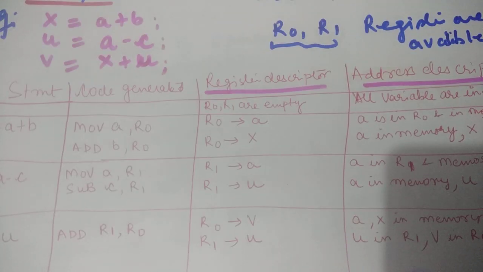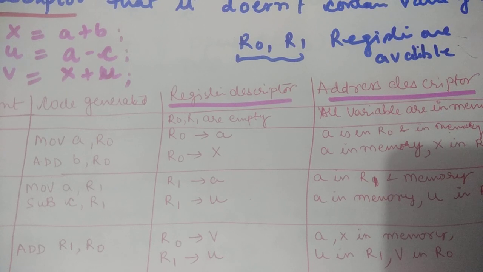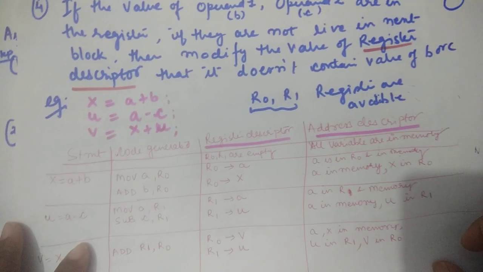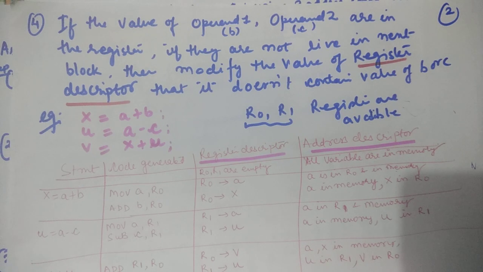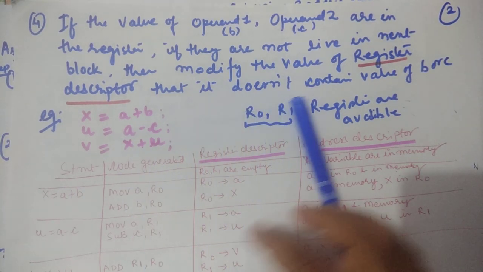Clear? So here we can easily find the use of the register descriptor and the address descriptor. So we can easily convert a 3 address code into assembly code.